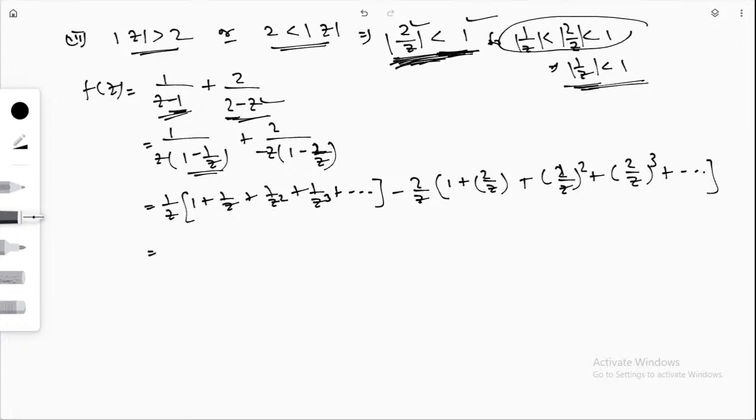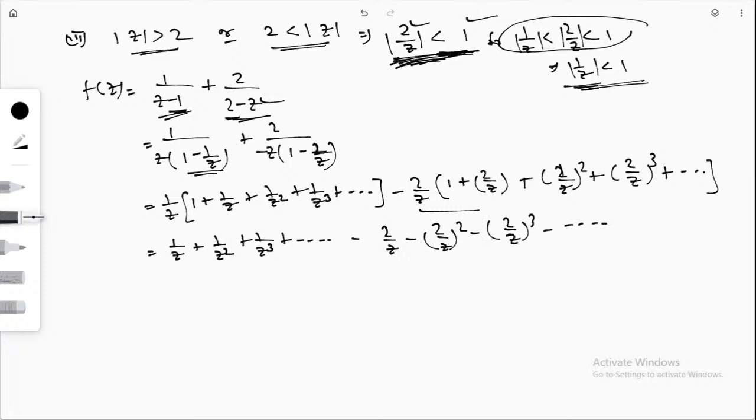Then how will I rearrange it? If I multiply 1 by z, then what will I get? This will be 1 by z, 1 by z square, 1 by z cube plus dot dot dot, then minus 2 by z after this multiplication, 2 by z on the second bracket. So 2 by z minus 2 by z whole square minus 2 by z whole cube minus dot dot dot.